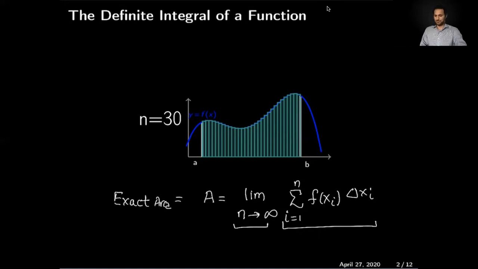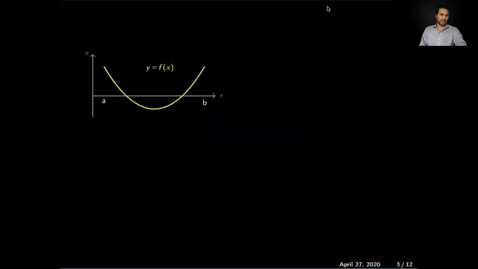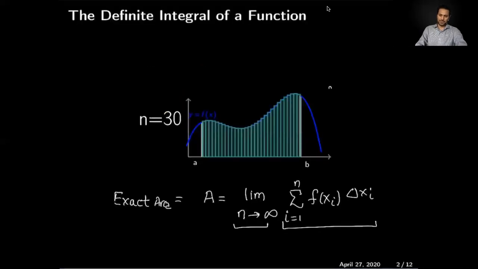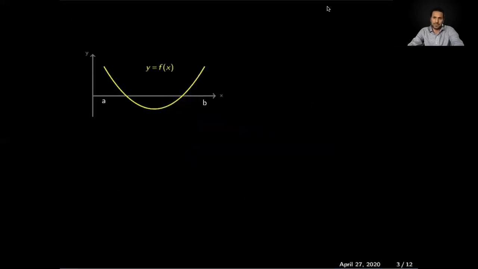So if this limit exists, it will give us the exact area under the graph of the function. Now observe one more thing: in the previous example, our function was always positive, f of x is always greater than or equal to 0. That means the graph of the function is always above the x-axis. What if the graph of the function is not above the x-axis? Some portion of the graph is below the x-axis.